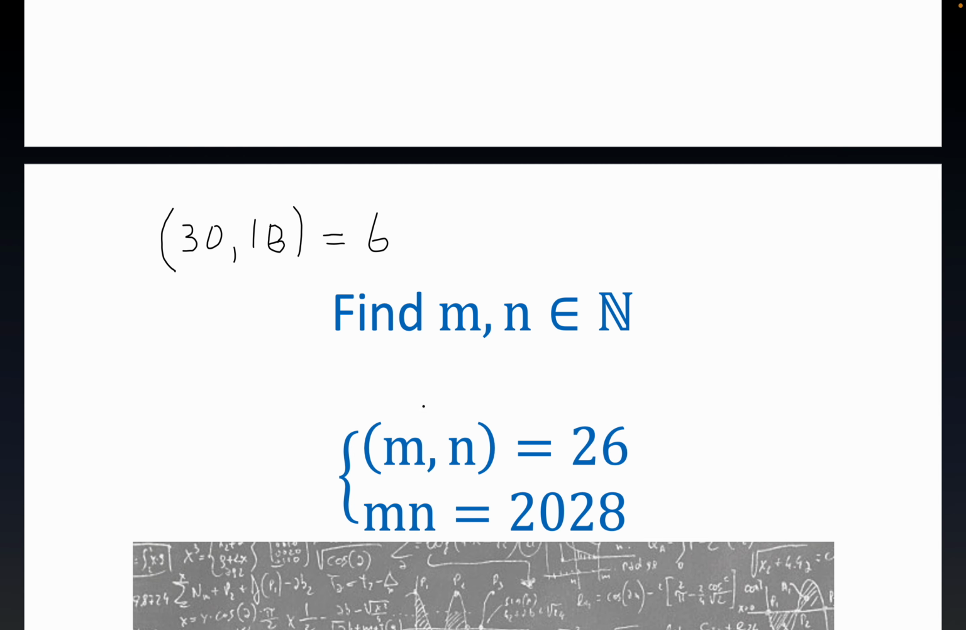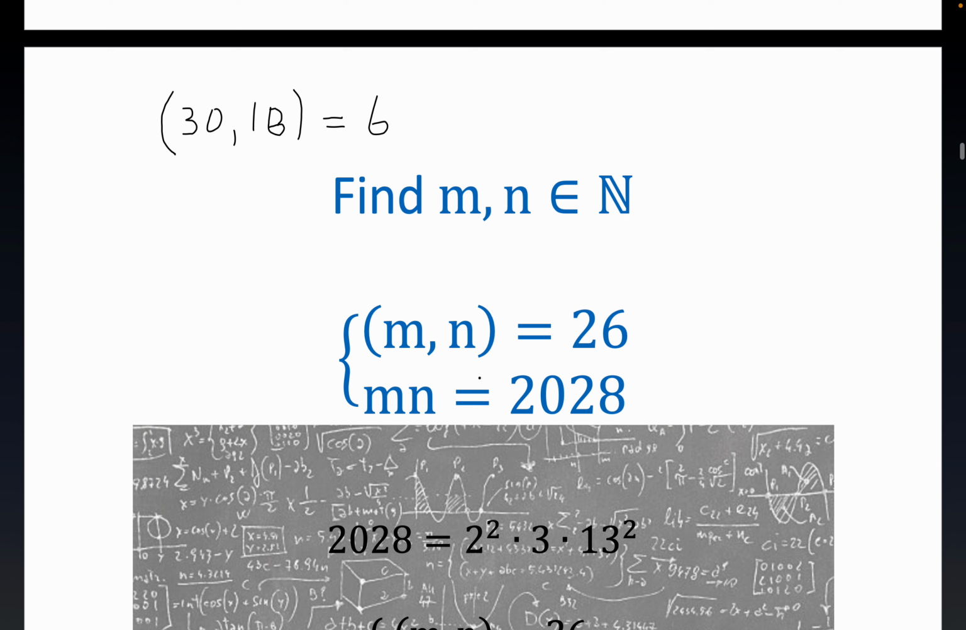Now, right here, we have a system of equations that involves this symbol, the GCD symbol, okay? So we're looking for natural number solutions. That means positive integers. And so it's rarely a bad idea to come up with what they call the prime factorization of 2028 without much trouble. It's discovered to be 2 squared times 3 times 13 squared.